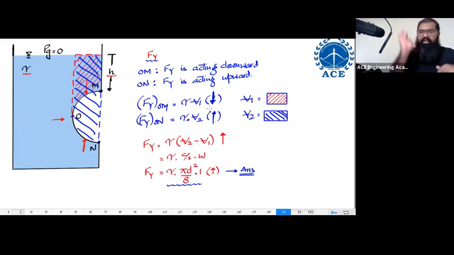I am having, let us say, 10 upward, 3 downward. How much force is acting? Will you say 10 plus 3? No. You'll say 10 minus 3. That's the way it is. Gamma should be a fluid only. All the pressures correspond to the pressures of the fluid over here. Moving further.